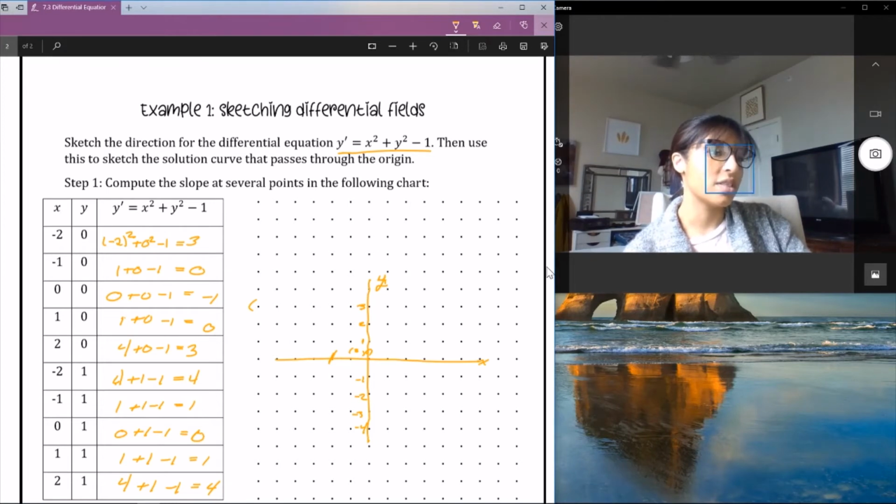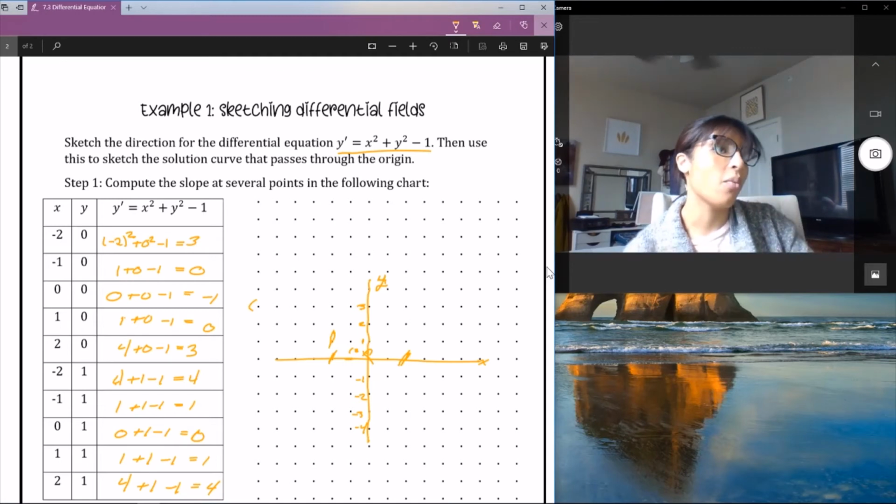So (-1, 0), we get just 0. (0, 0), we get -1. (1, 0), we get 0. (2, 0), we get 3 again. (-2, 1), we get 4. And so just making that one steeper than that one, I hope.